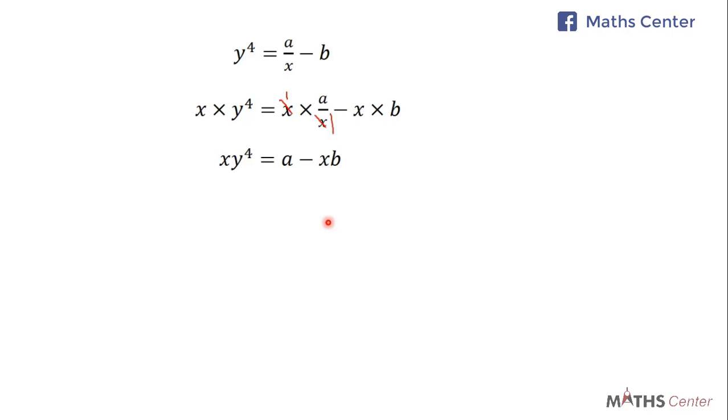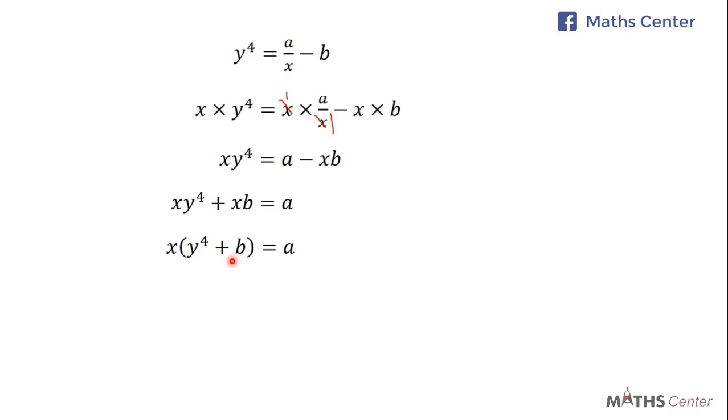We make sure that all the terms containing x are on one side of the equation. So I'll bring minus xb from the right hand side to the left hand side, and that will give us xy exponent 4 plus xb is equal to a. I want to make x the subject, so I'll factorize x out. If I factorize x out, I'll get x into bracket y exponent 4 plus b is equal to a.